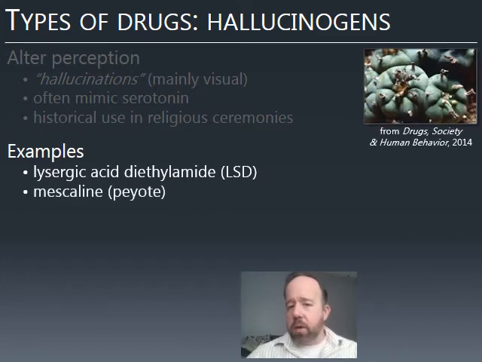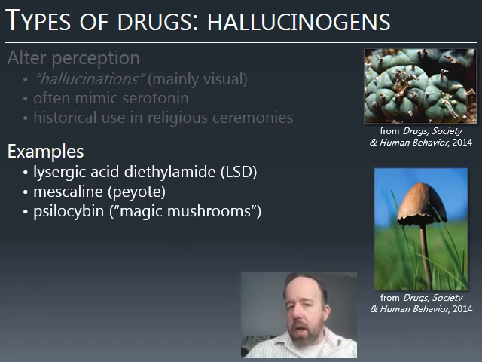There are other hallucinogens as well. There is the compound mescaline, which is found in the peyote cactus and is one of the substances that's allowed for religious use. So this is found in the southwestern United States and Mexico, and it is a small cactus that contains this psychoactive drug, mescaline.